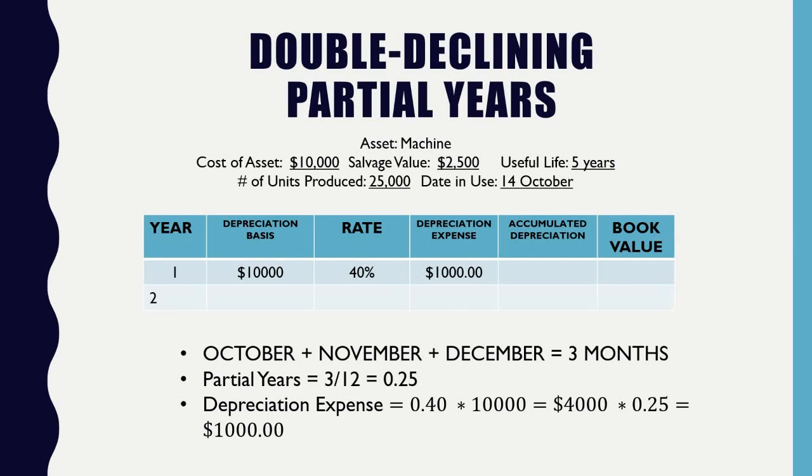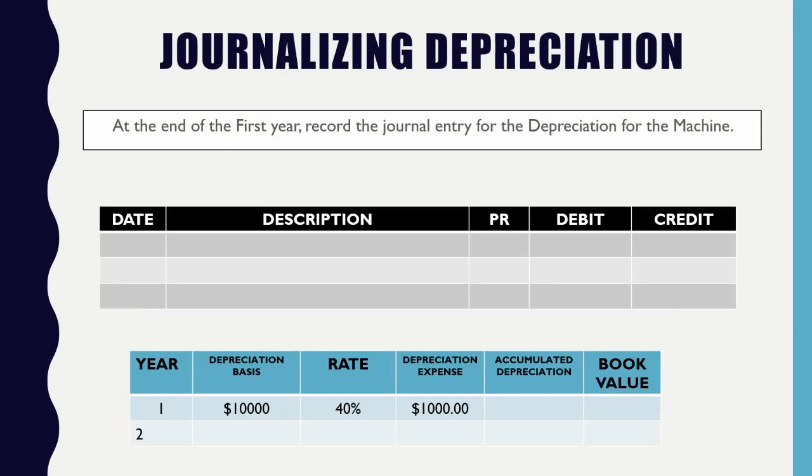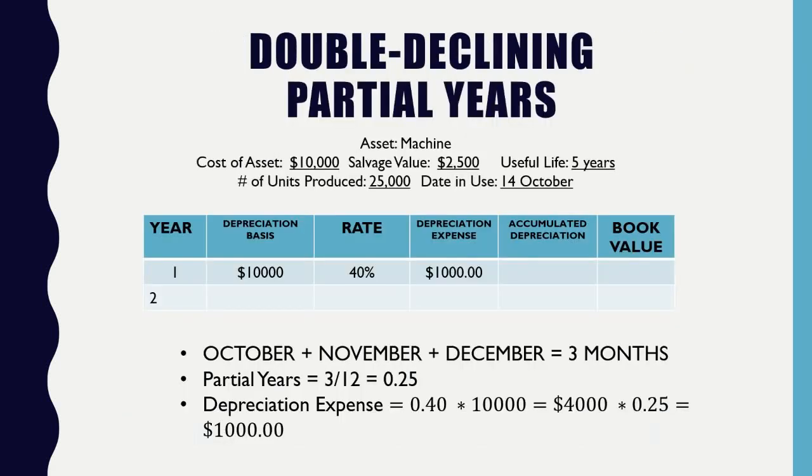So in this case, 1,000. 4,000 times 3 divided by 12, okay? Or you could take 4,000 divided by 4, which gives you 1,000. And that is it right there. So that's it for this one.